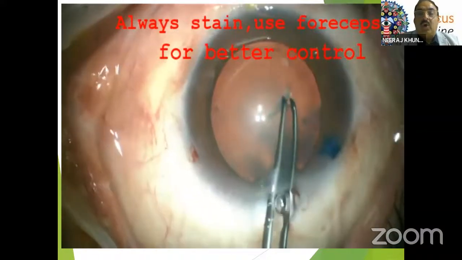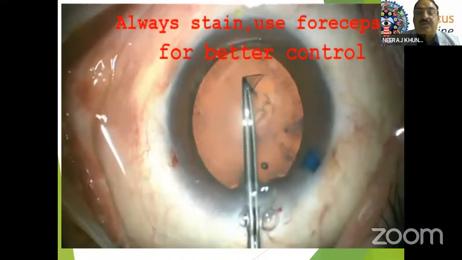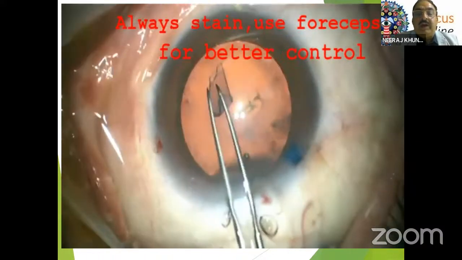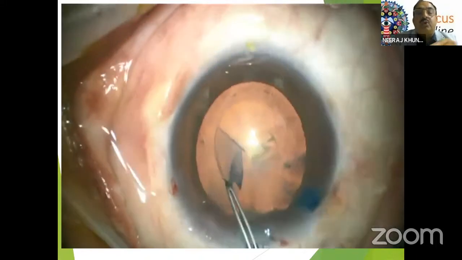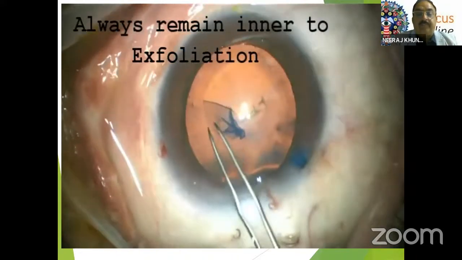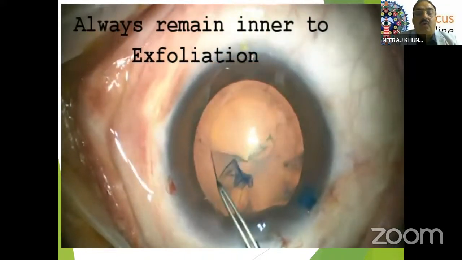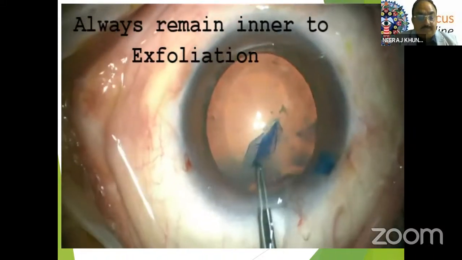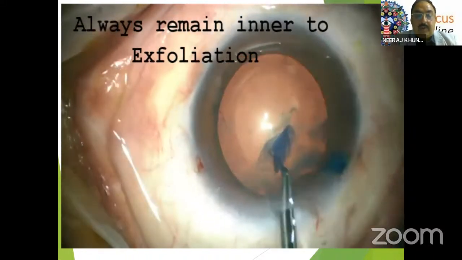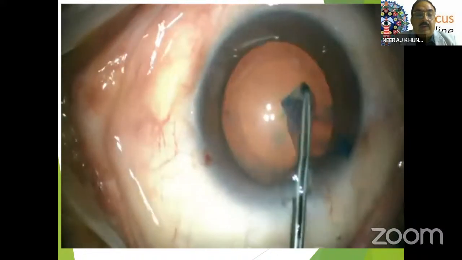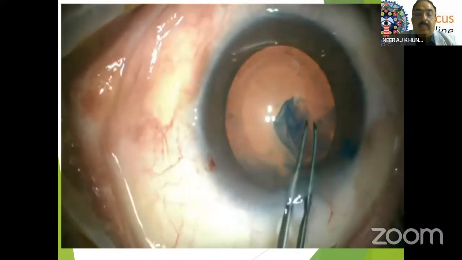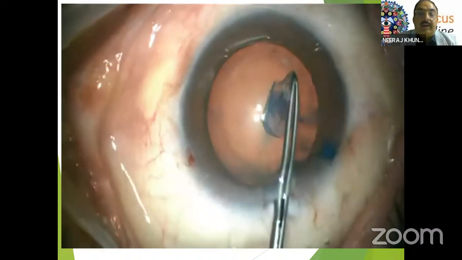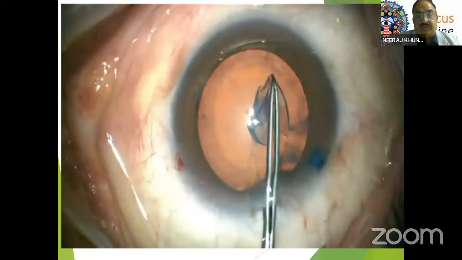So always use forceps for better control. We are always inner to this pseudoexfoliation material. So always remain inner to this exfoliation material, and complete the rhexis with the forceps.